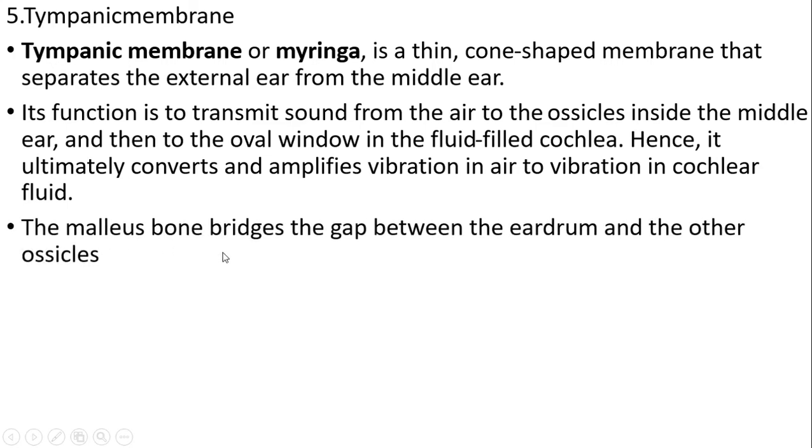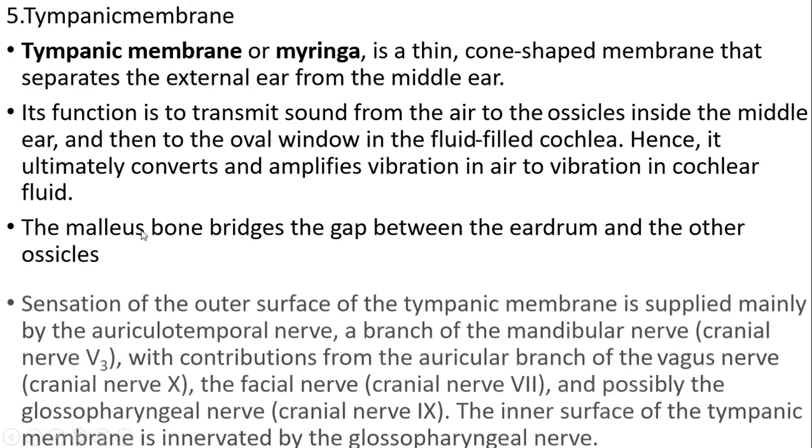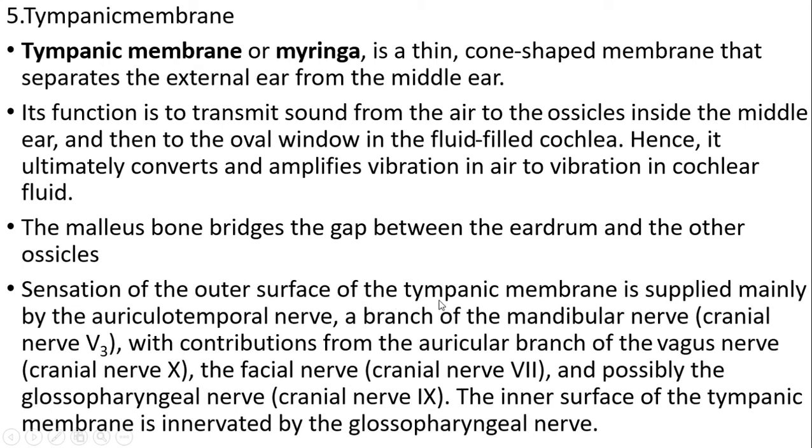The malleus bone bridges the gap between the eardrum and the other ossicles. Sensation of the outer surface of the tympanic membrane is supplied mainly by the auriculotemporal nerve, a branch of the mandibular nerve, with contributions from the auricular branch of the vagus nerve, the facial nerve, and possibly the glossopharyngeal nerve.